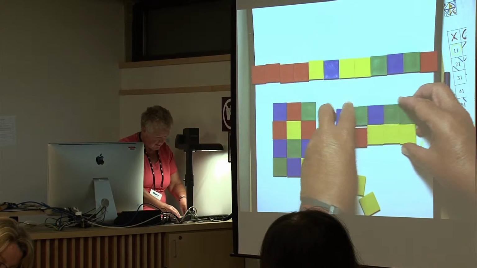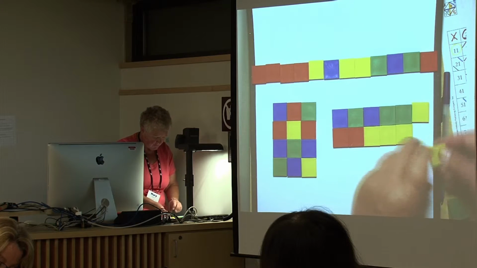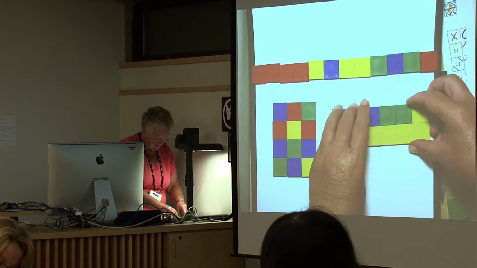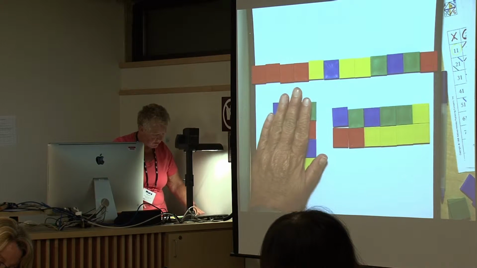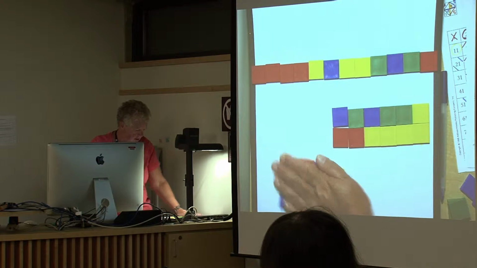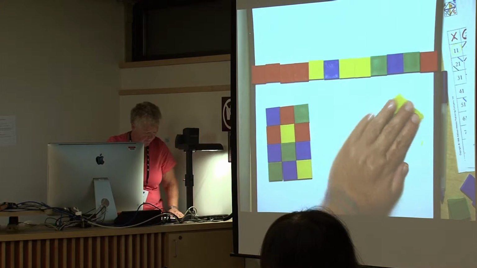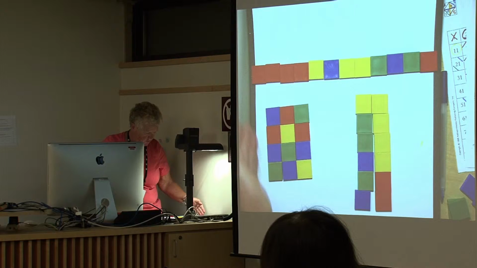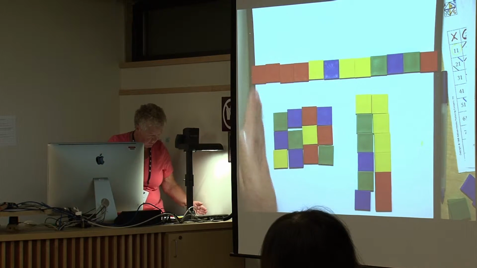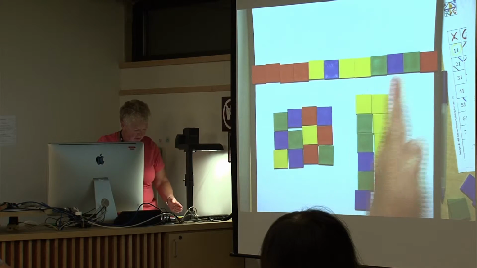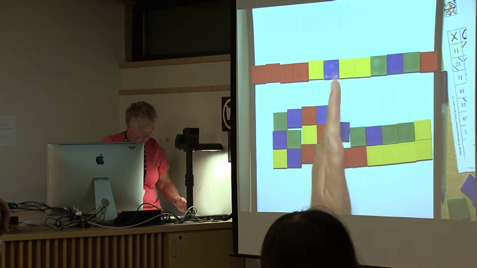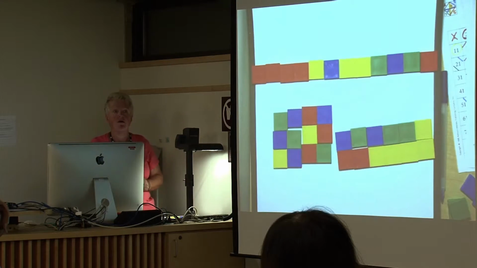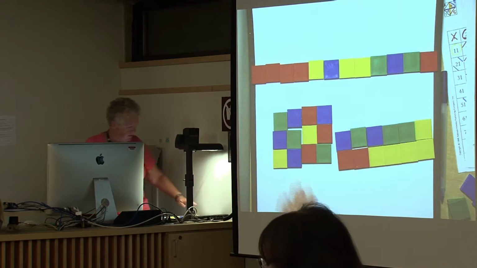Okay. Oh, that's great. Because I can do this way, or this way. And I can do this way, or this way. So 3 by 4, 4 by 3, 6 by 2, 2 by 6, 1 by 12, 12 by 1. I now have all the factors of 12.